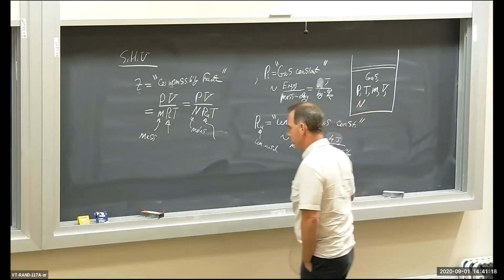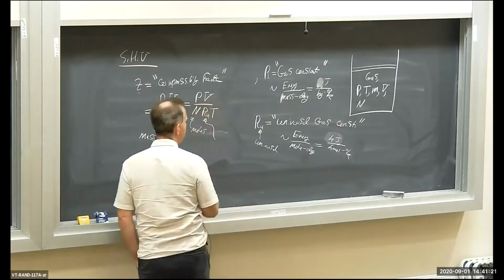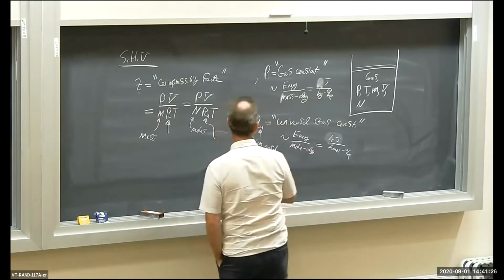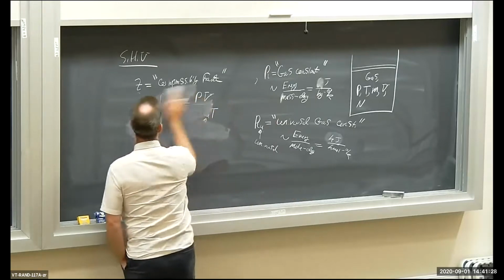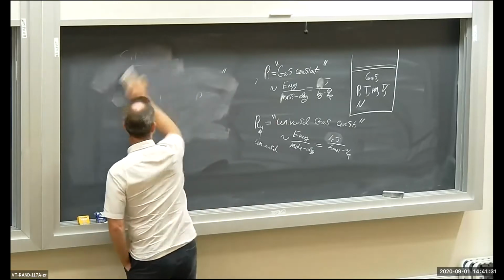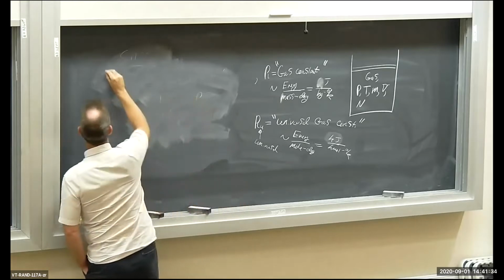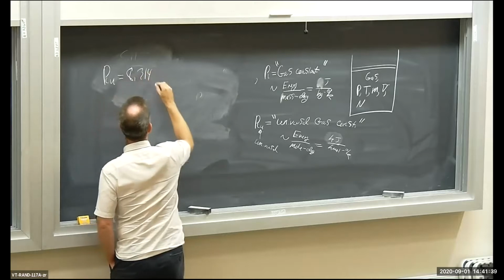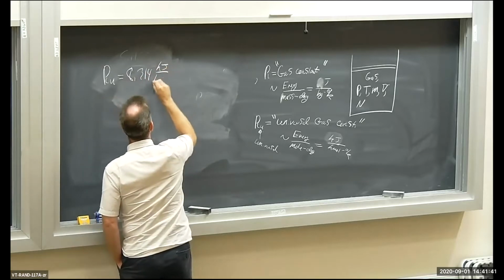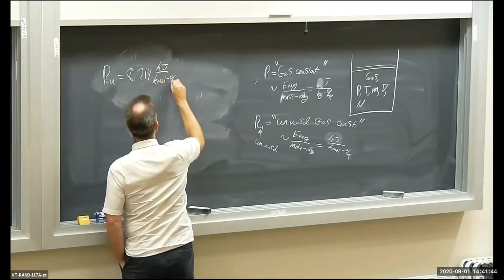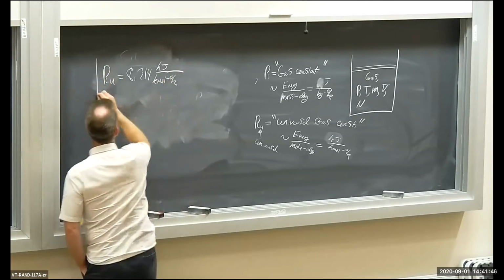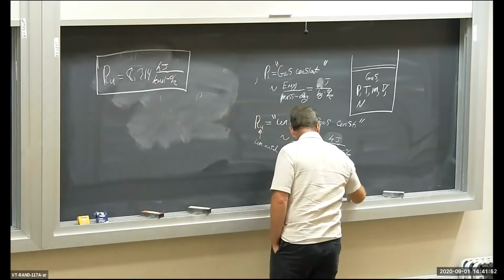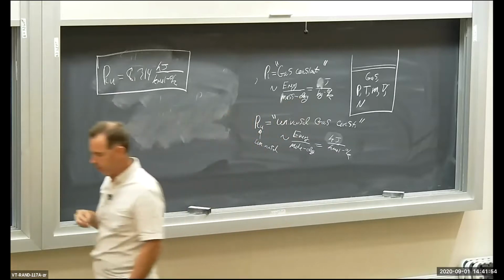The value of the universal gas constant, by the way, running out of space here. The value of the universal gas constant, RU, is equal to 8.314 kilojoules per kilomole degree in Kelvin, okay? So 8.314 kilojoule per kilomole degree in Kelvin. That's the actual physical value of the universal gas constant.